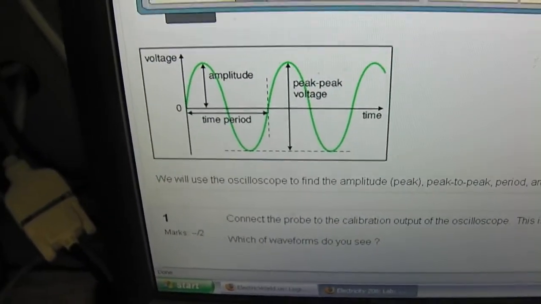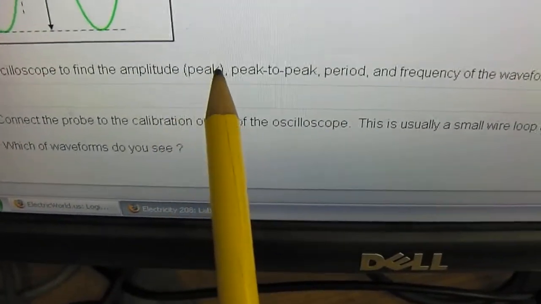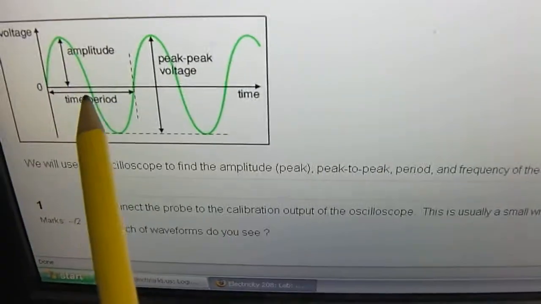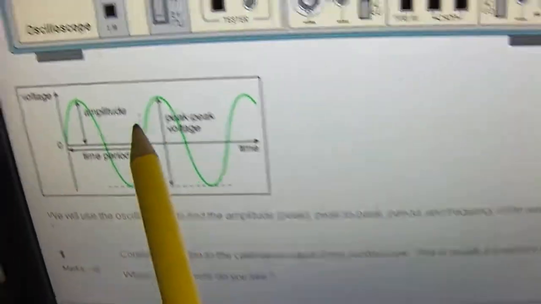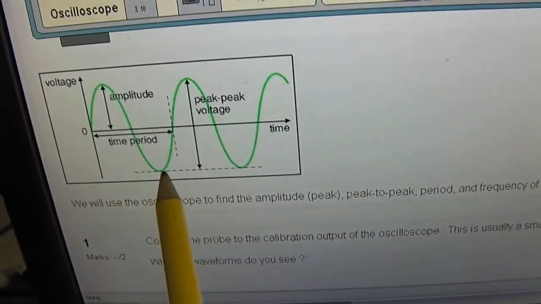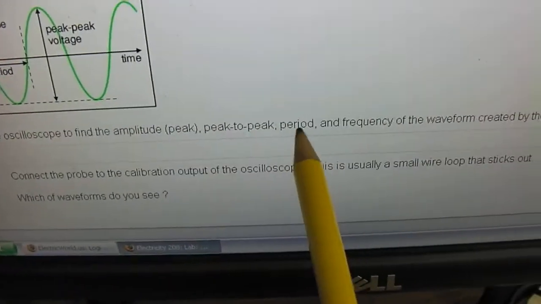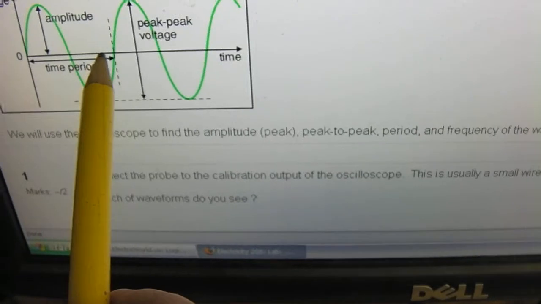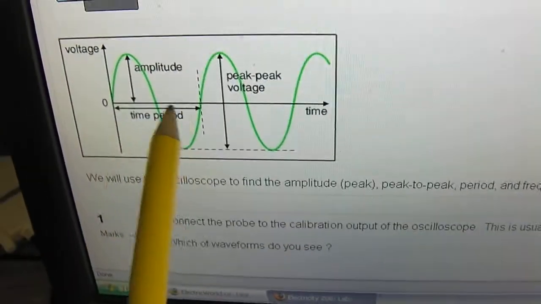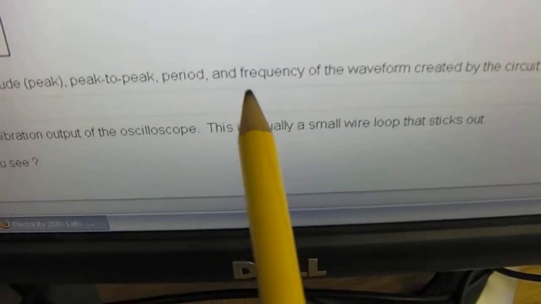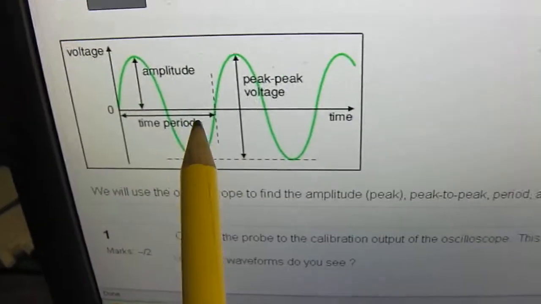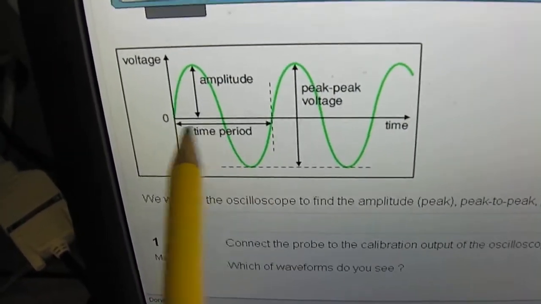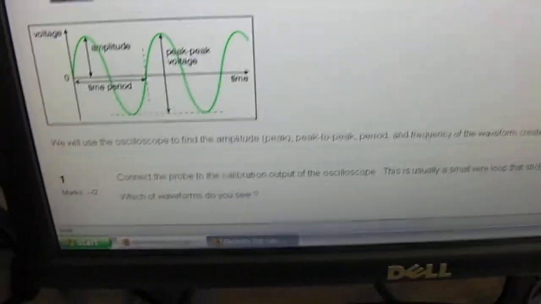So we're going to use the oscilloscope to find the amplitude or peak, which is from 0 to its maximum. And we're also going to do peak to peak, which is twice that, which is the very top to the very bottom. And we're going to do period, which is the time period for one complete cycle. And we're going to calculate the frequency. The oscilloscope doesn't give us that directly, but we can easily calculate it.